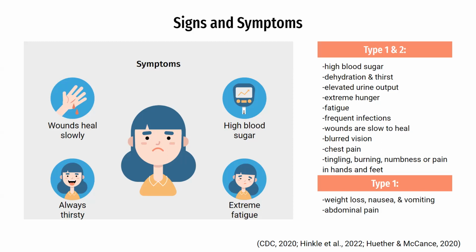Type 1 diabetes also has a few more signs just specific to type 1. Weight loss due to fluid loss and nutrients used for energy, nausea or vomiting, and abdominal pain from diabetic ketoacidosis.